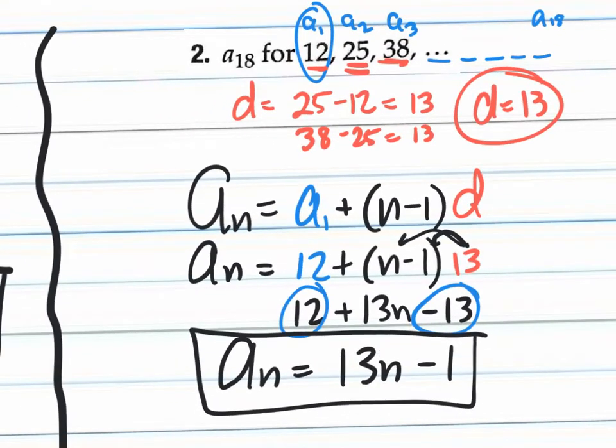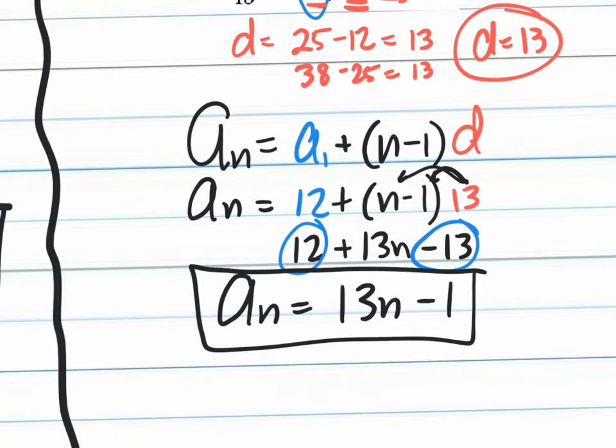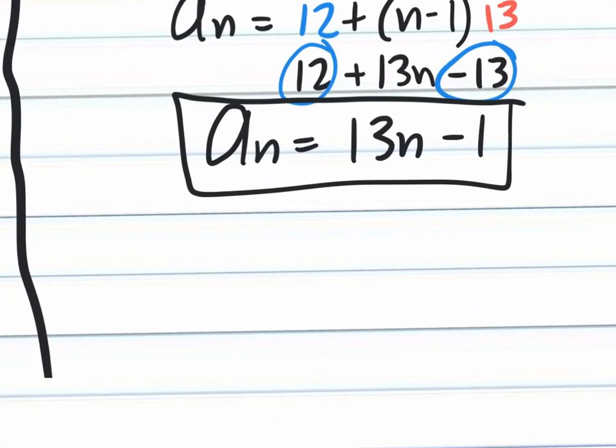What list? Right here, 12, 25, 38. If I plug in the number 1, it'll give me the first number, 12. If I plug in the number 3, it'll give me that third number, 38. Now, what do they want us to find? 18. So what am I going to plug in? I'm going to plug in 18 to find that 18th number on this list. So let's first begin by using the notation a sub 18. That's just the notation saying that I'm going to plug in 18.